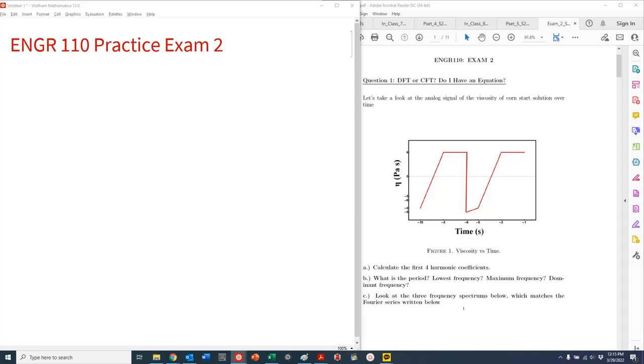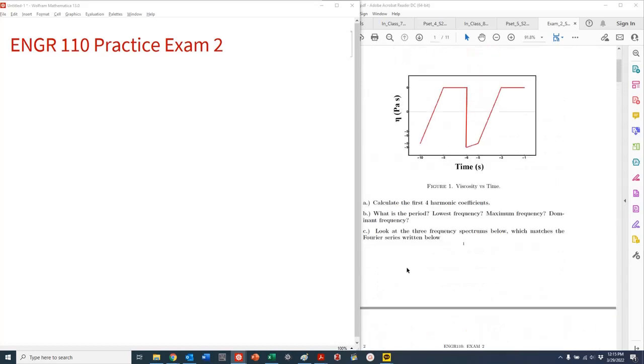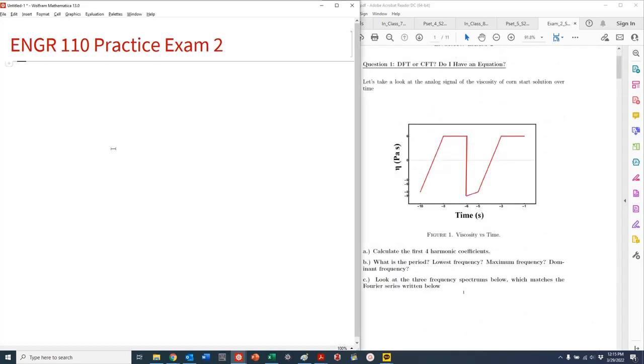So we're looking at an analog signal. We're asked to calculate the first 4 harmonic coefficients. What's the period, lowest frequency, maximum frequency, dominant frequency, and then we're asked for some other problems as well. So let's go ahead and we can actually answer some of these questions right now.